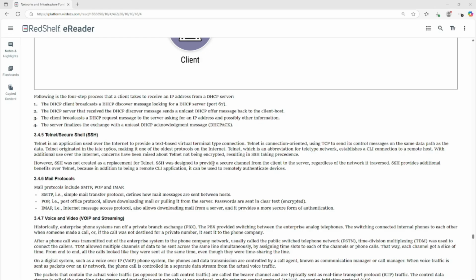Secure Shell was designed to provide a secure channel from the client to the server. It was not meant to be a replacement for Telnet, just kind of an added layer of security. Secure Shell provides additional benefits over Telnet, because in addition to being a remote command line application, it can be used to remotely authenticate devices.